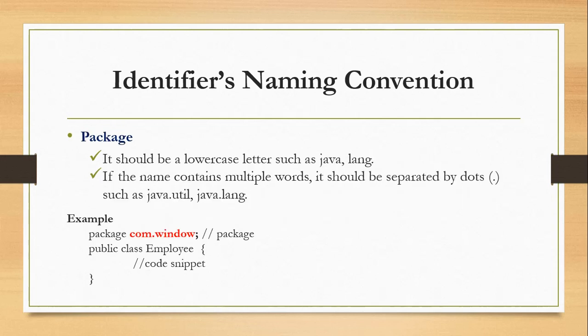For a package, it should be in lowercase letters, such as java.lang. If the name contains multiple words, it should be separated by dots, such as java.util, java.lang. For example, we created a package com.window. So we have two words, com and window, separated by a dot.